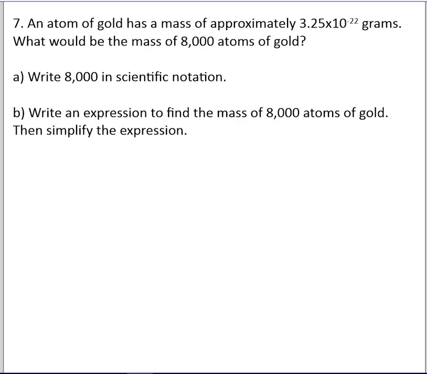Here's a story problem using our scientific notation. An atom of gold has a mass of approximately 3.25 times 10 to the negative 22 grams. What would be the mass of 8,000 atoms of gold? So first, 8,000 in scientific notation. We need to move that decimal in 3 times to get it to where the comma is. So that'll be 8 times 10 to the 3rd power.